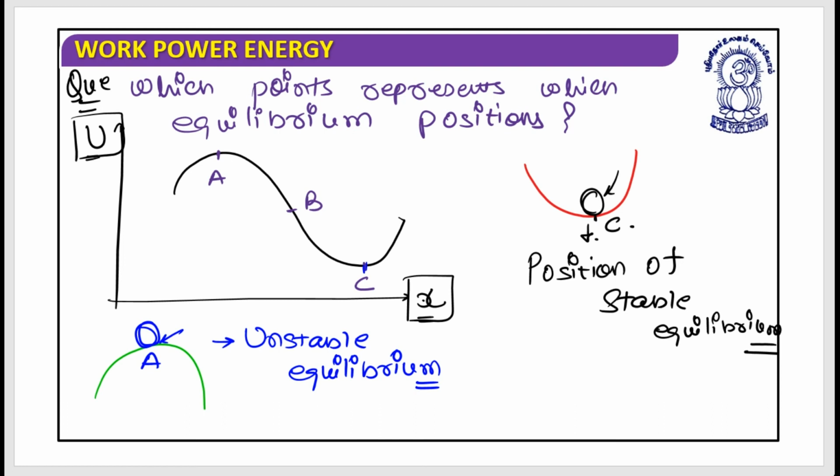Next, if the graph is of U versus x, put an object at various locations and check: if I displace it from this point, will it come to its original position on its own? If the answer to this question is yes, great, it is a position of stable equilibrium, because the object can reach its initial position on its own. And if the answer is no, then it would be an unstable equilibrium. It is as simple as that. Do you understand this?